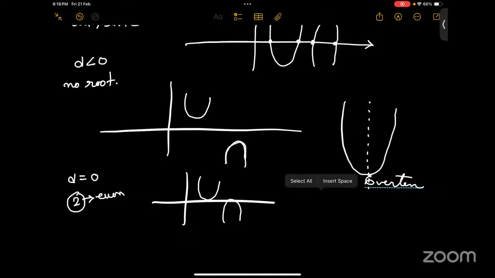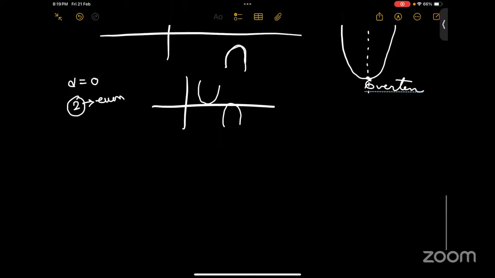And if we have a parabola in the upward direction, then the vertex is basically the minima. We can see it, right? And if I have the parabola in a downward direction, then the vertex is the maxima. So what is the formula for the x coordinate of the vertex? Minus b by 2a.